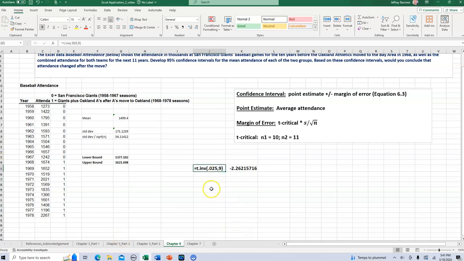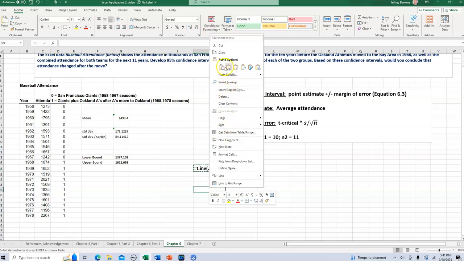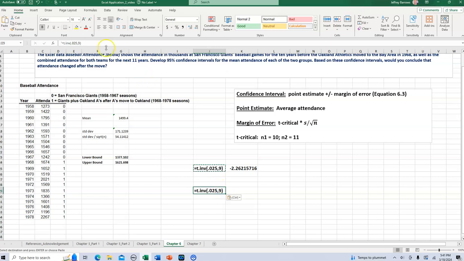So in this case, it's going to be the same syntax, except you're not going to have 9 degrees of freedom. You're going to have 10, which should make your t-value just a bit smaller. Sorry about that. So that's going to be just a little bit narrower. That should get you going to finish up the confidence interval problem.